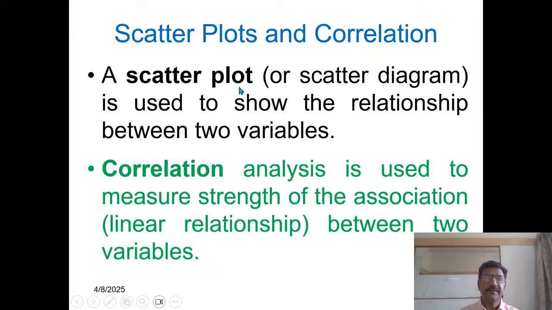Scatter plot, what is this? It is also called a scatter diagram. It is used to show the relationship between two variables, x and y, trunk diameter and tree height. What type of relation is there can be indicated by the scatter diagram. Correlation analysis is used to measure the strength of the linear relationship between two variables. Whether the correlation is weak or strong can be calculated using correlation.